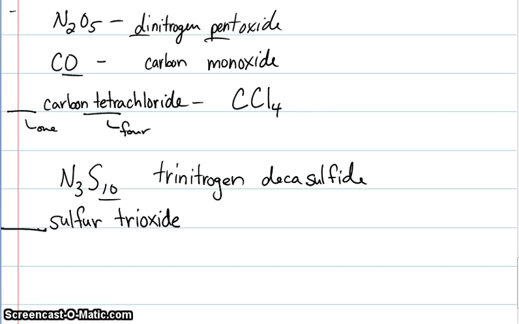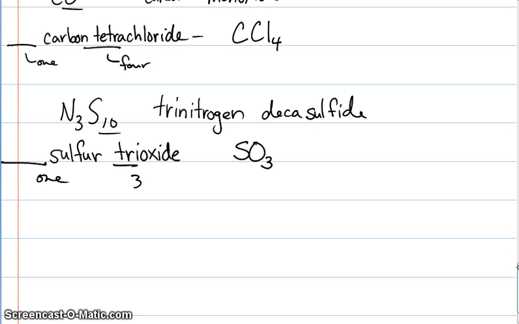In front of sulfur there's nothing. That means 1. Tri means 3. So I'm going to write S, O for oxygen, 3. No charges, no balancing, just looking at the prefixes and going with it. That's the end. Remember that covalent is always made of 2 nonmetals.